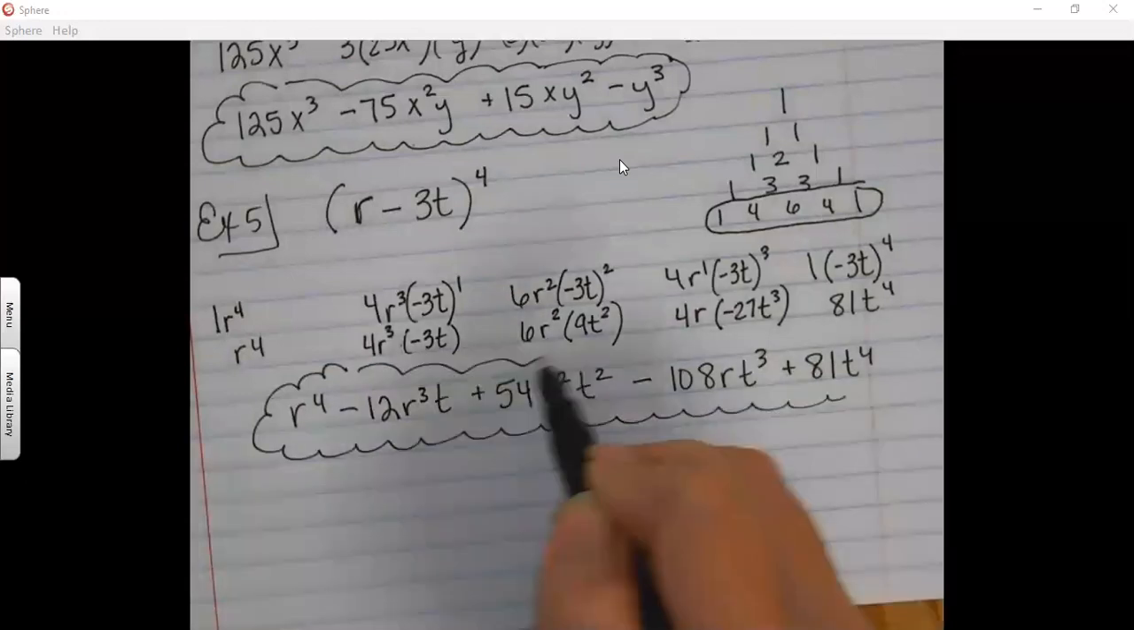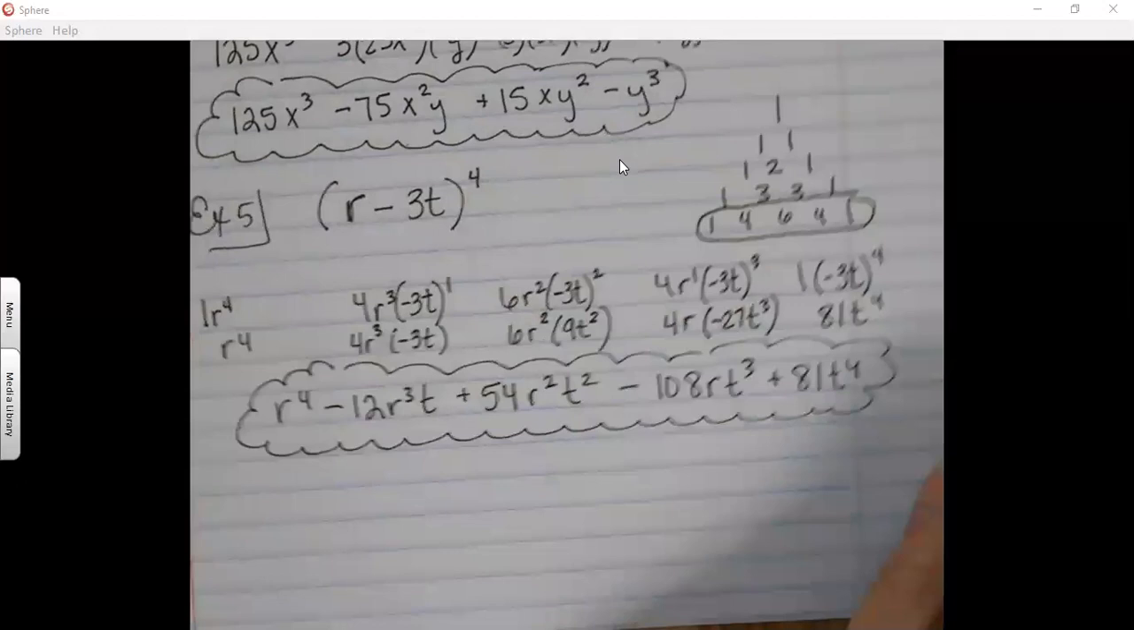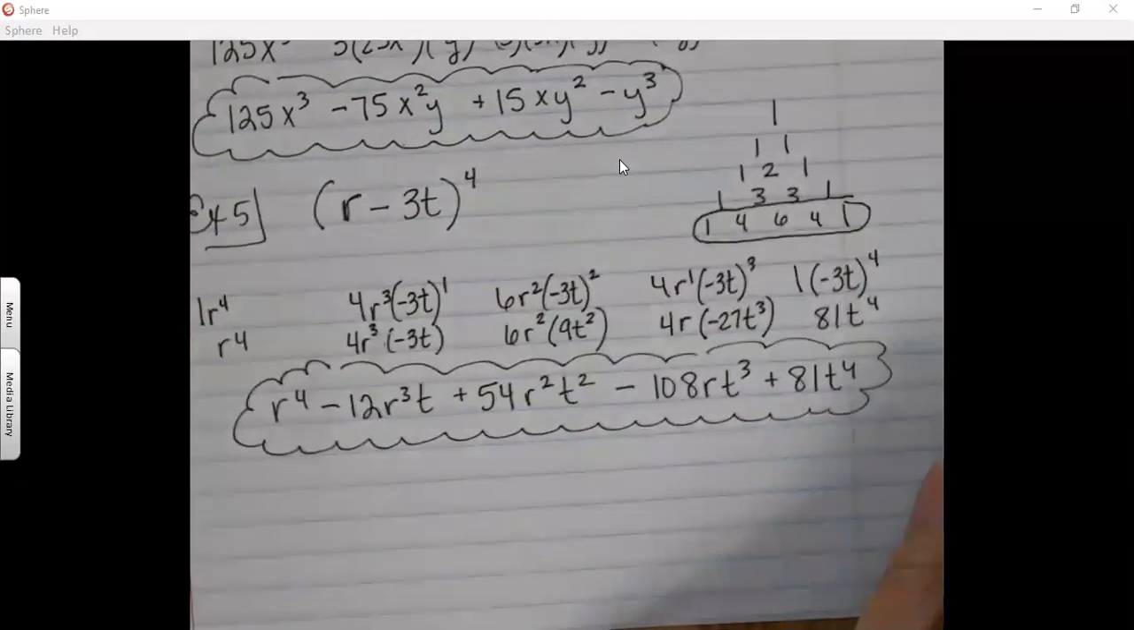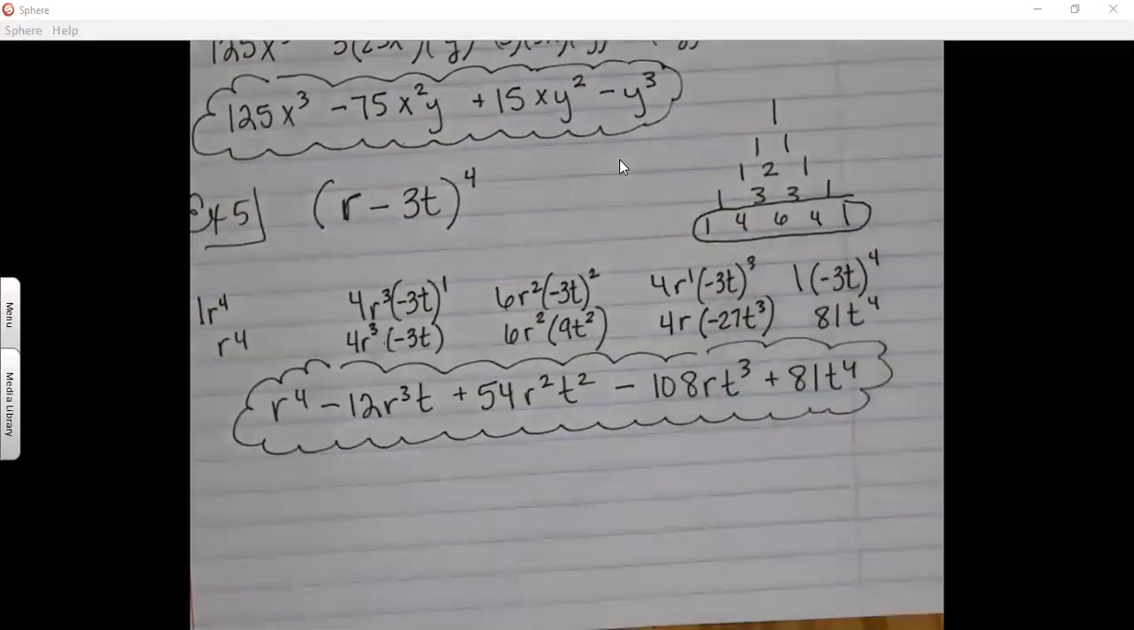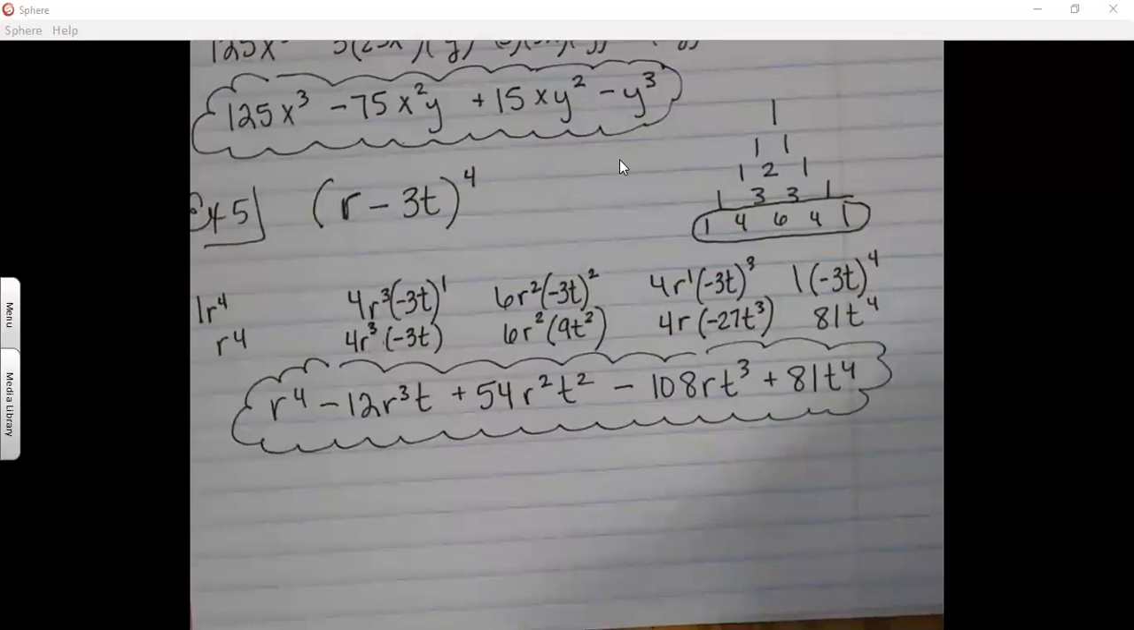Did y'all get what I got? R to the fourth minus 12r cubed t plus 54r squared t squared minus 108 rt cubed plus 81 t to the fourth. Yay. Again, if this was on the test and you're like, oh, I don't remember the Pascal triangle, just do r minus 3t times r minus 3t times r minus 3t times r minus 3t, multiply it all out. Okay, but this is a shortcut.